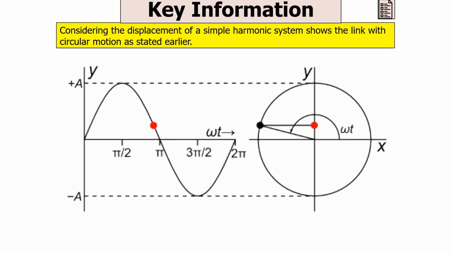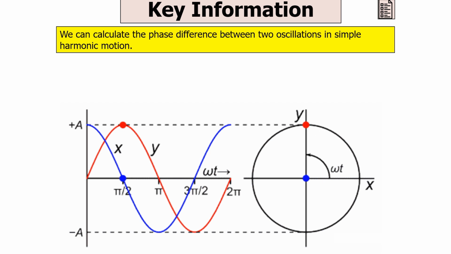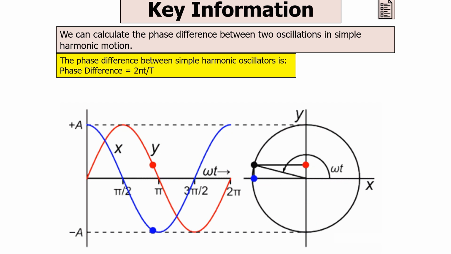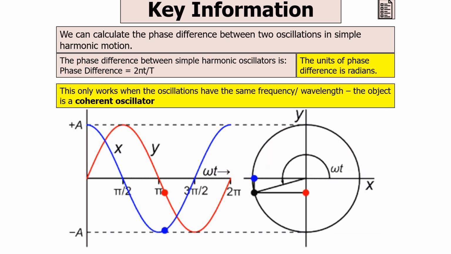Now considering the displacement of a simple harmonic system shows the link with circular motion stated earlier in the following animation. Now we can calculate the phase difference between two oscillations in simple harmonic motion. The phase difference is the angular difference for the displacement between two successive oscillations, which is shown in the following animation. Now the phase difference between simple harmonic oscillators is equal to 2 pi t over T. Our unit of phase difference in this concept will be radians, and this only works when the oscillations have the same frequency or wavelength. The objects are coherent oscillators.